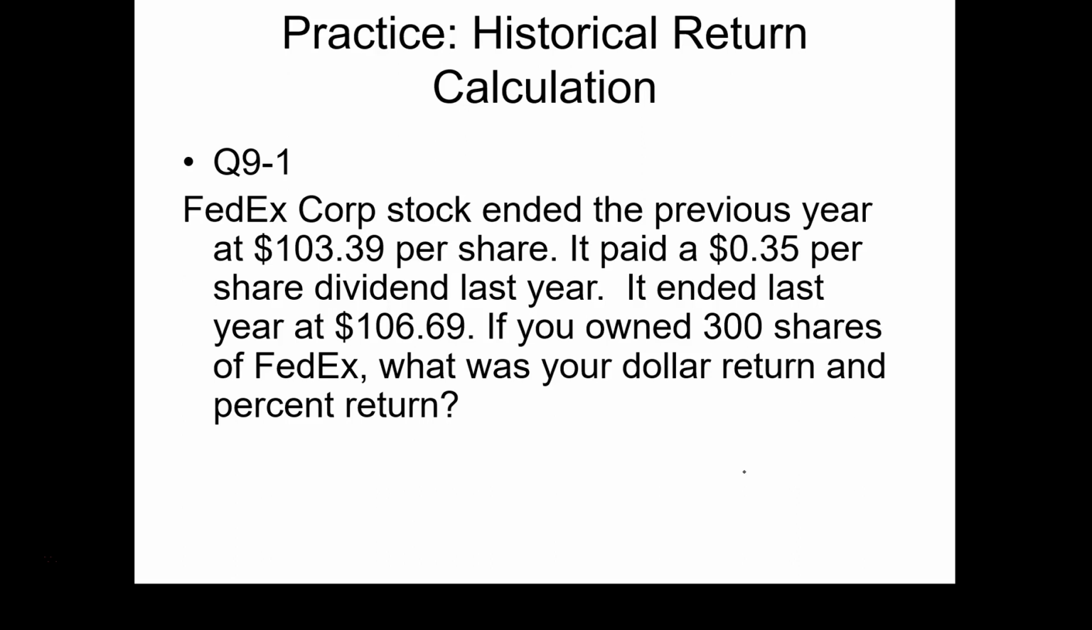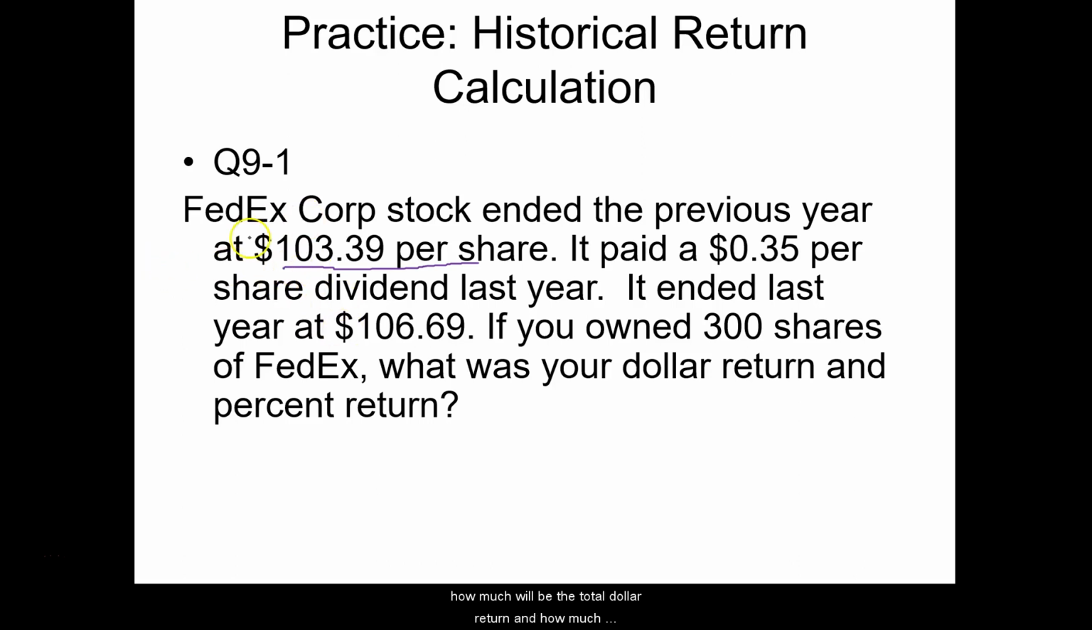Now let's just do a practice question to calculate the historical return, both the dollar return and the percentage return. If we are looking at a stock that was about $103.33 per share at the beginning, and by the end of the year, it will be $106.69. So between $106.69 and $103.39, that's a $3.30 profit, or say capital gain. Income-wise, the company paid 35 cents per share dividend, so investors would receive 35 cents per share as dividend income.